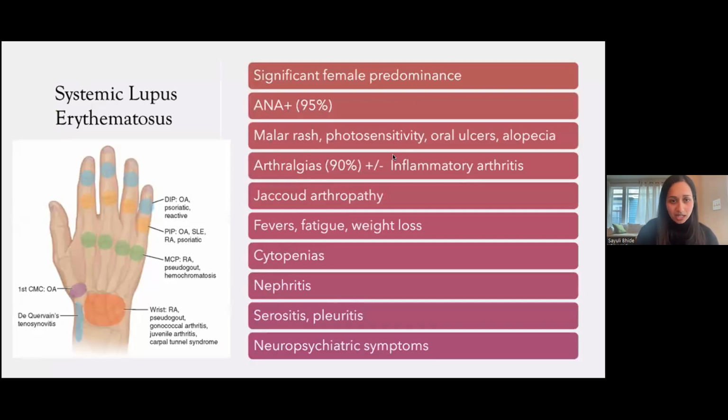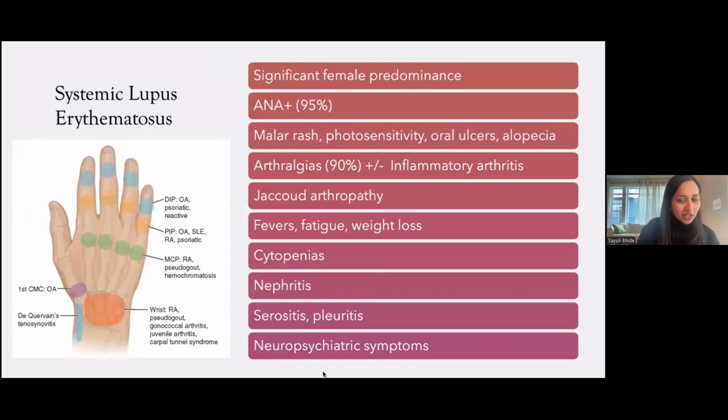95% of patients are ANA positive. In fact, most research criteria actually require ANA positivity in order to be classified as lupus. Patients can get a malar rash, photosensitivity, oral ulcers, alopecia. Most patients have arthralgias with lupus at some point in their disease process, but they may or may not present with inflammatory arthritis. If you see Jaccoud arthropathy, which is a reversible joint deformity of the hands, it can help clue you in to lupus.